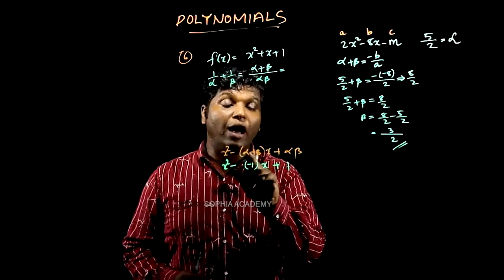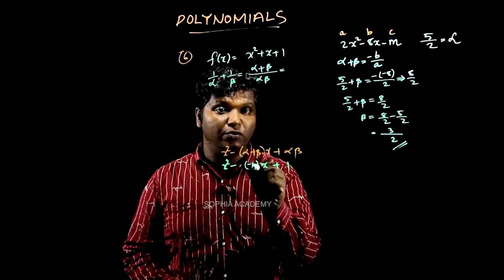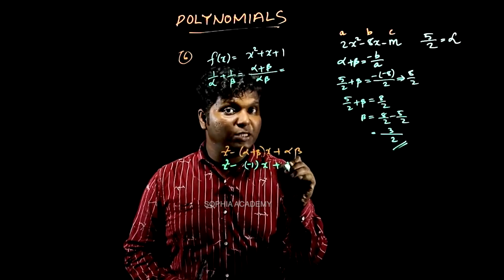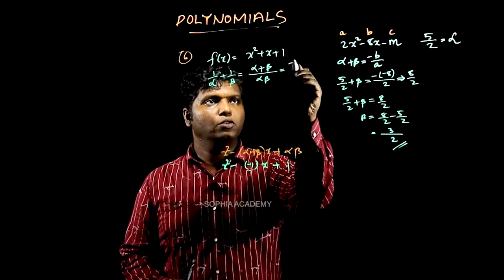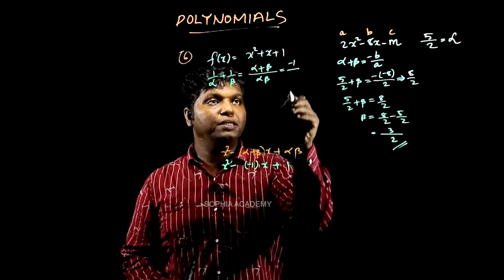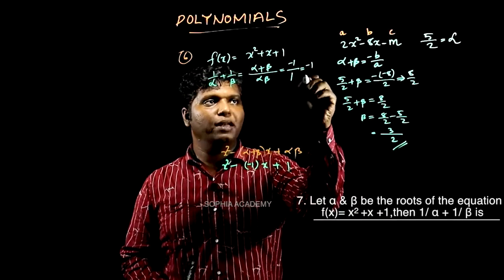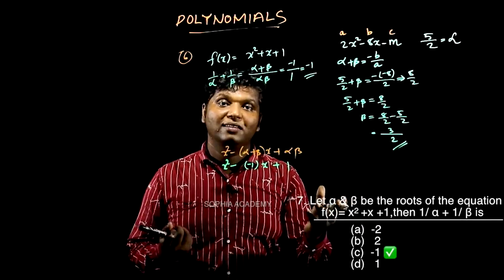So here, instead of alpha plus beta, you can see it is minus 1, and instead of alpha beta it is plus 1. So let us substitute here alpha plus beta, it is minus 1. So minus 1 divided by alpha beta, it is 1. That's equal to minus 1. You got the answer, isn't it?